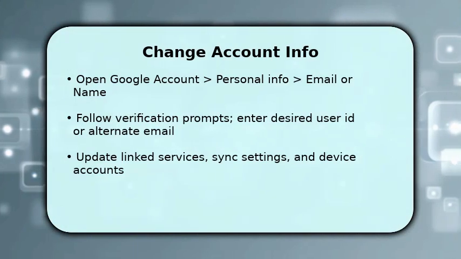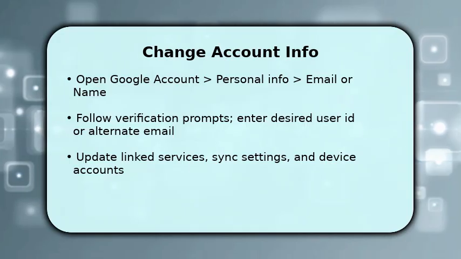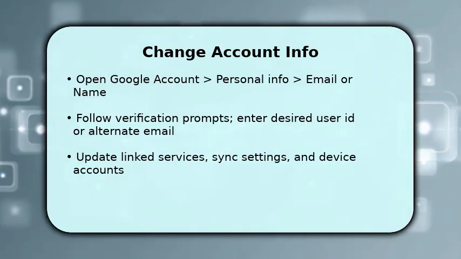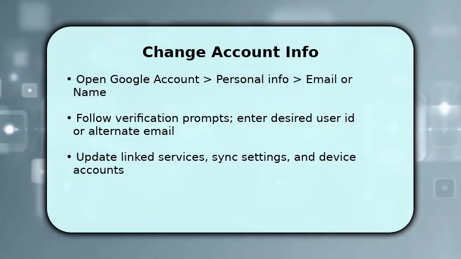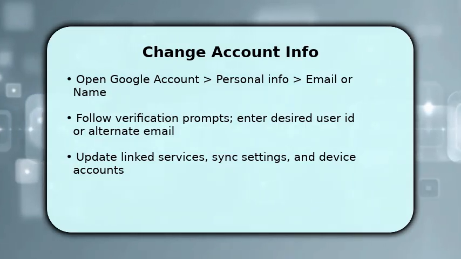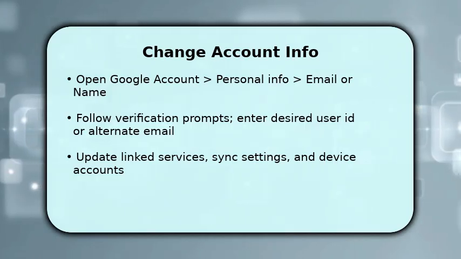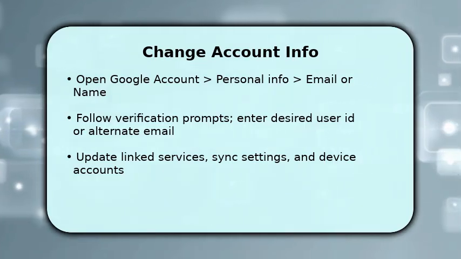Once done with backups, go to Accounts. Google, then open personal info. You'll change either the Google account email or the display name depending on your goal. For primary email changes, follow the prompts to add an alternate address and verify it.